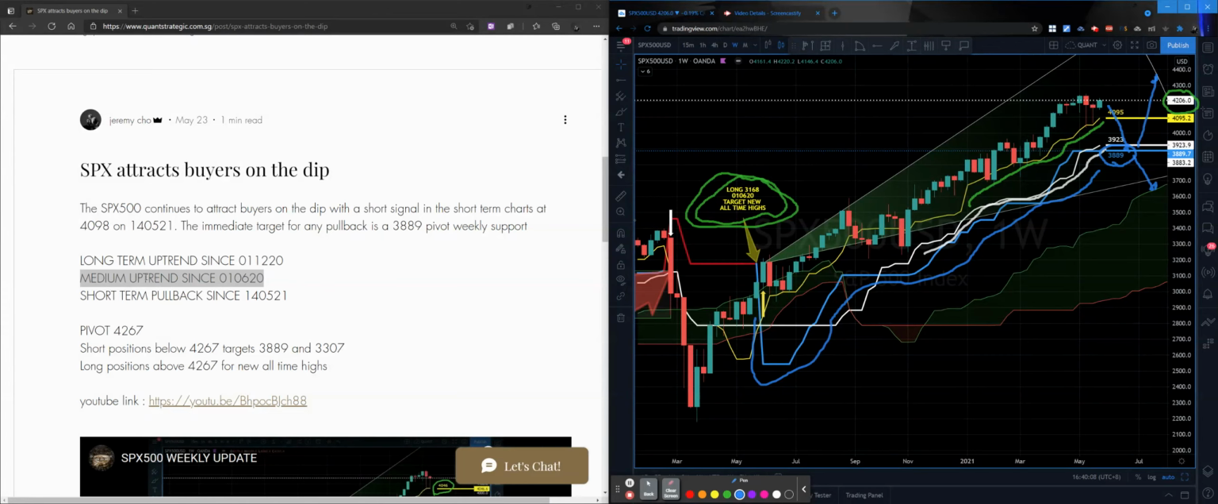So you can see the medium-term uptrend started 6 months ago. It's continuing into June, coming to 12 months now. If you bought here, goodness, 3168. 4,200, you got 1,000 points, 33% return on your investment since May last year.